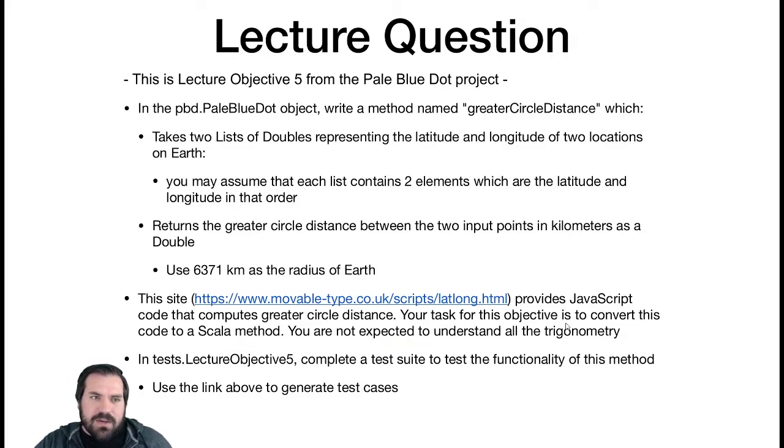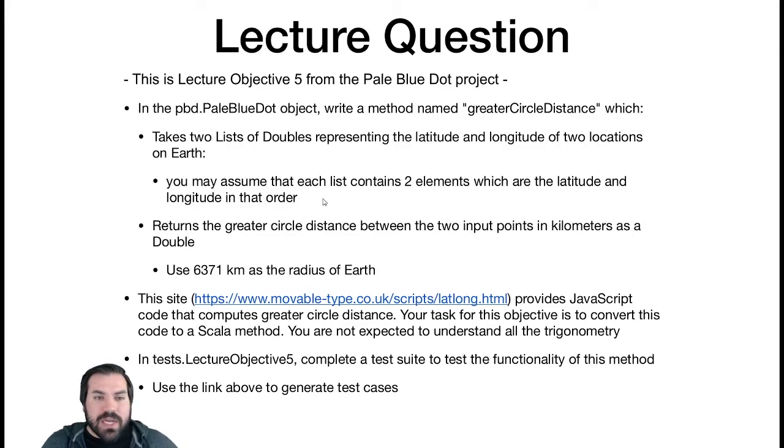So for this objective, we want to write greater circle distance, a method that's going to find the distance between any 2 points on the planet. So given 2 points by their latitude and longitude in lists of doubles, so a list of doubles of size 2, and you don't have to do input validation, you can assume that the inputs have exactly two elements, the first element representing the latitude, second element representing the longitude of any 2 locations on Earth.